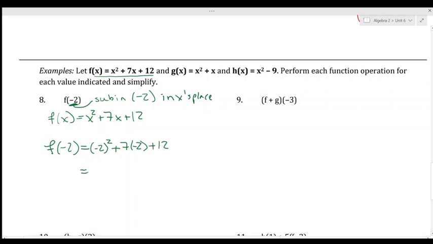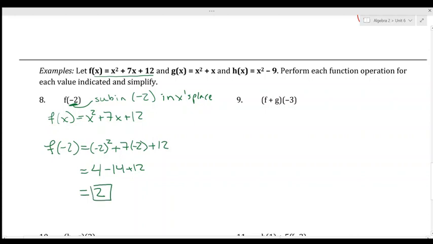Now remember, when you type negative 2 squared in your calculator, you need to write it with parentheses, because negative 2 squared means negative 2 times negative 2, which should give you a positive 4. 7 times negative 2 is negative 14, and then plus 12. And when I do my mental math, I get an answer of 2.